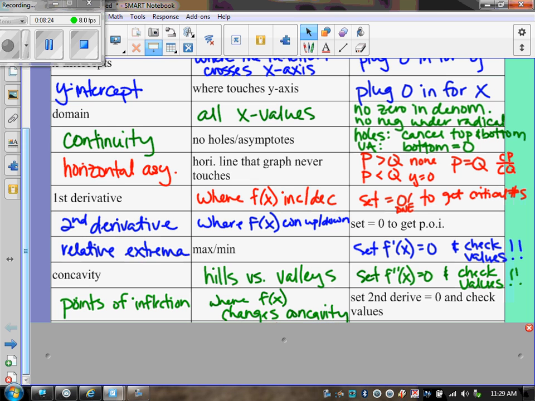All right, points of inflection, where f changes concavity, where your function changes from concave up to concave down. I know that there's a point of inflection when I set my second derivative equal to 0 or does not exist and then check my values, and only if there is a sign change in my second derivative, I can call it a point of inflection. If there is no sign change, then it is not a point of inflection because it doesn't change concavity.